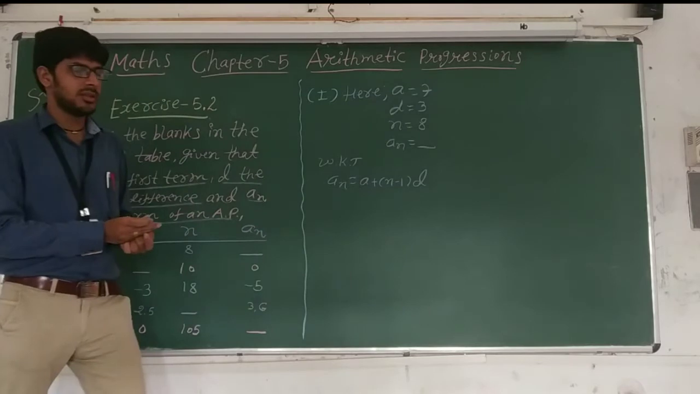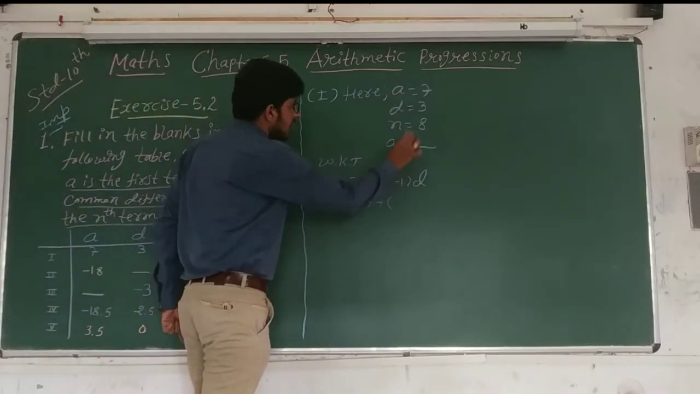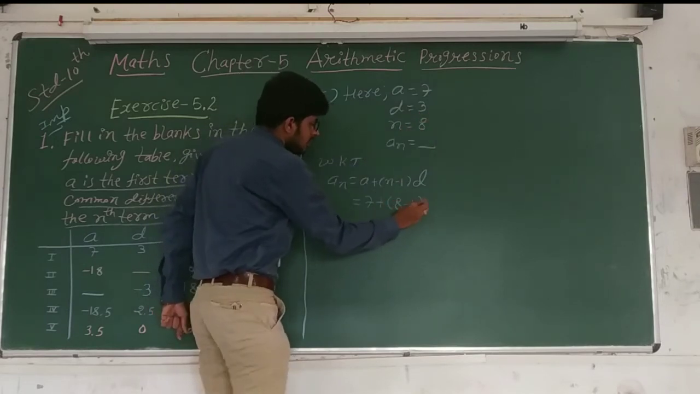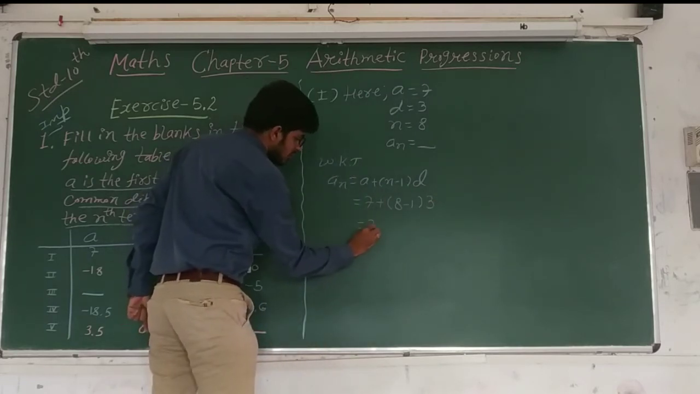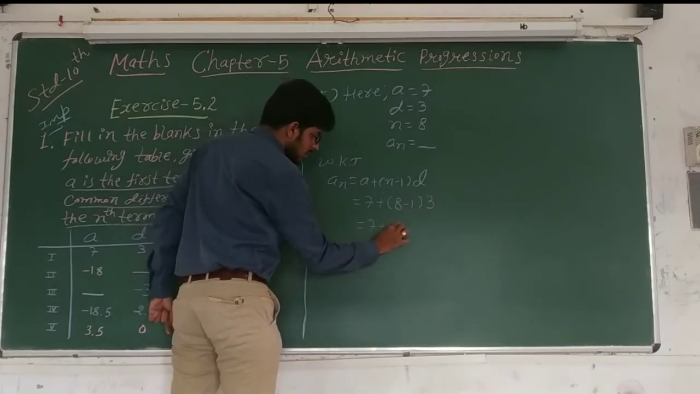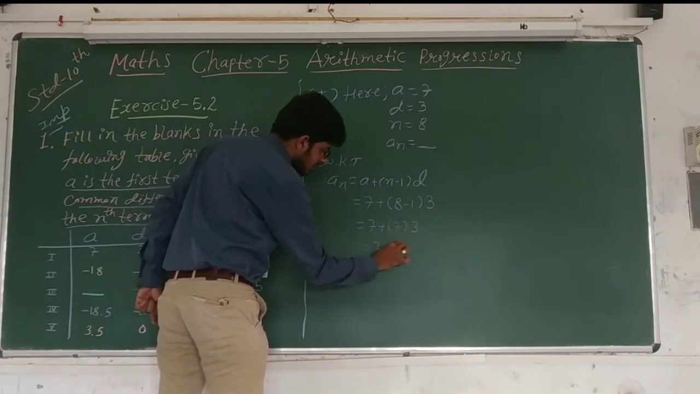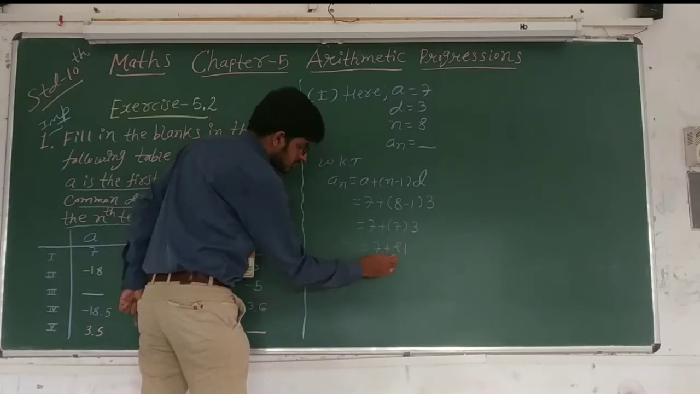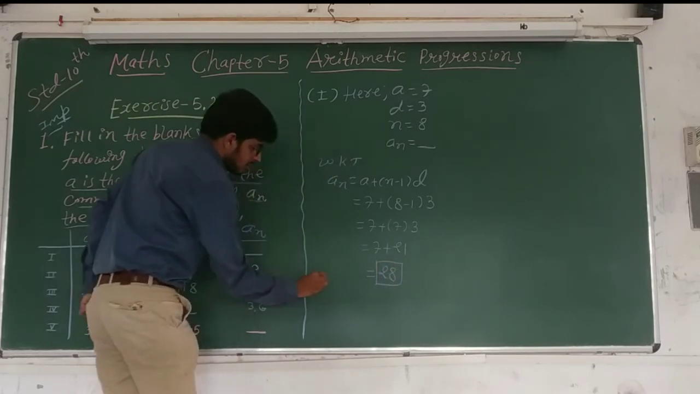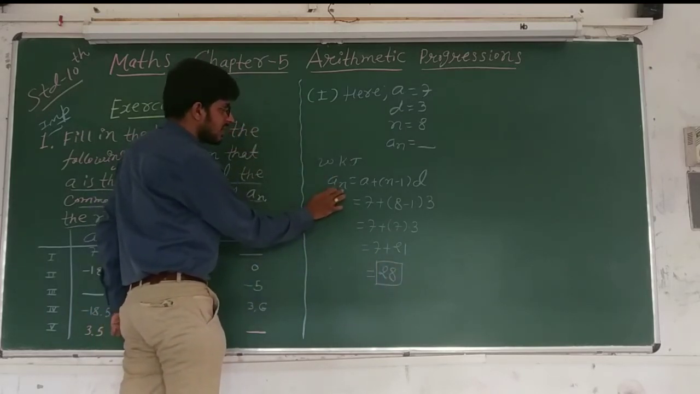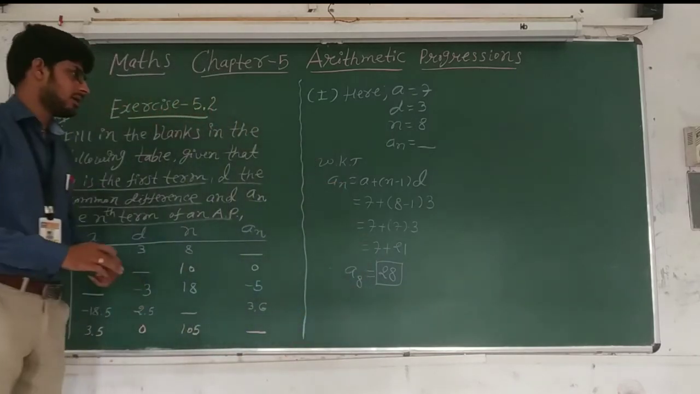So, simply we have to put in the value of a, d and n. So, the value of a is 7 plus the value of n is 8 minus 1 and the value of d is 3. Now, simplify it. So 7 plus 8 minus 1 into 3. So 7 into 3 is 21. So 21 plus 7, it gives 28. So a_n, the value of n is 8, so it gives a_8 is equal to 28. Now second question.